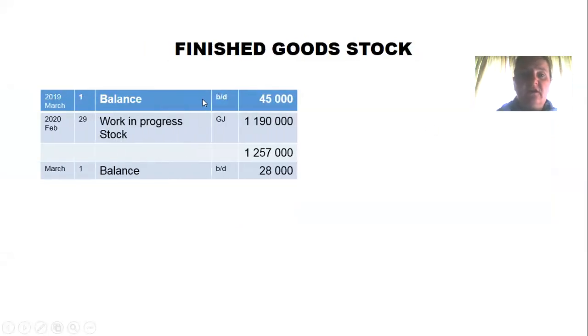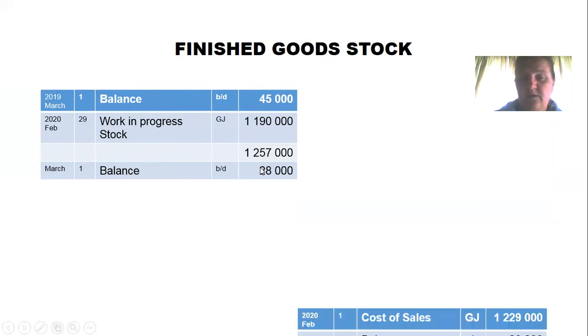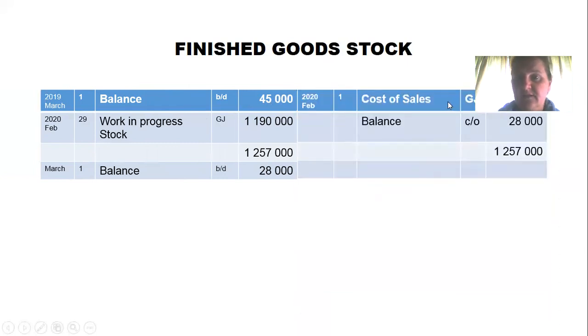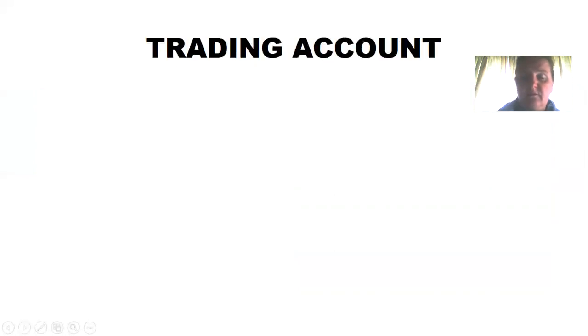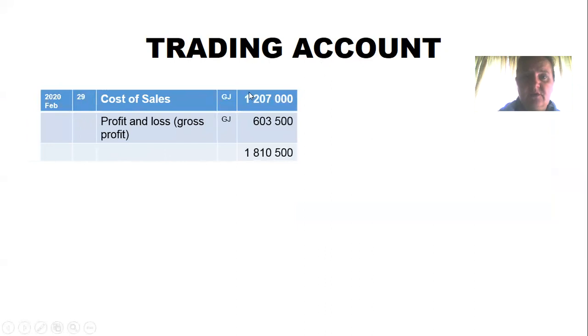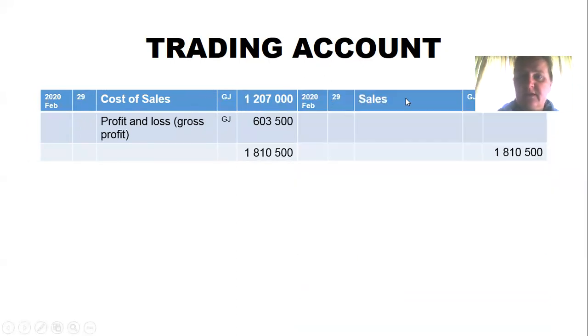Finished goods stock: we're going to have an opening balance. Then the figure that we just calculated in work in progress stock is going to come here. We're going to subtract the closing balance at the end of the year from that, and that's what we're going to put in my cost of sales. And cost of sales is then going to be closed off to my trading account. So in the trading account, I'm going to have my sales and my cost of sales. The difference between the two is going to go to my profit and loss.